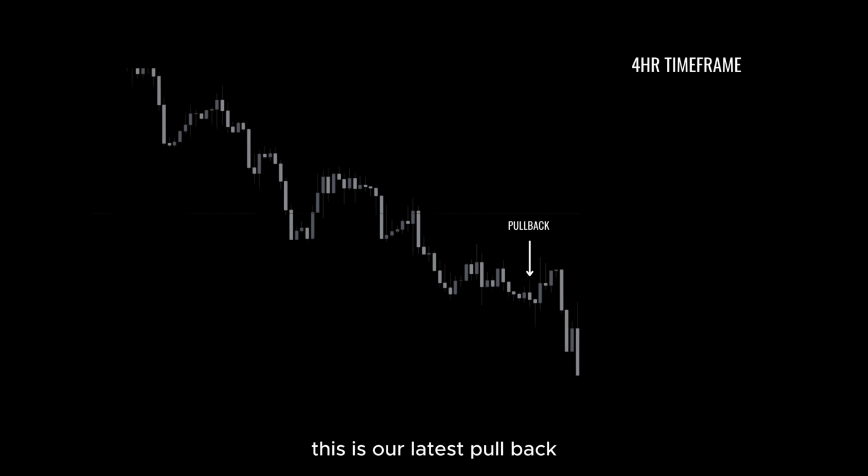This is our latest pullback because it has taken out the liquidity above the previous candle that created the recent high. This move is our latest correction since it has taken out the liquidity above this pullback. As long as we stay below this level, we will identify this as a bearish market. Let's see what the market does now.